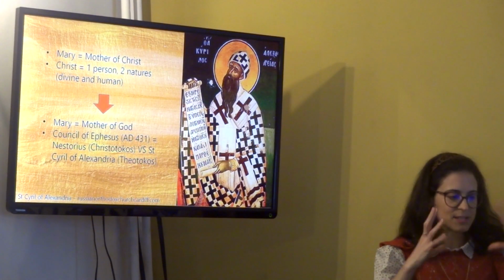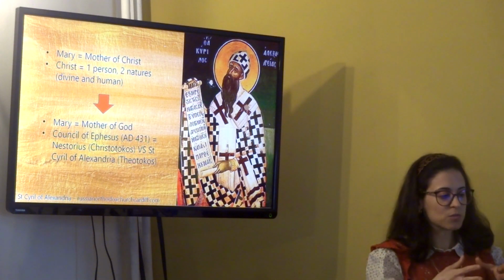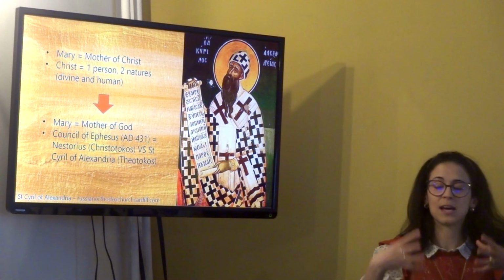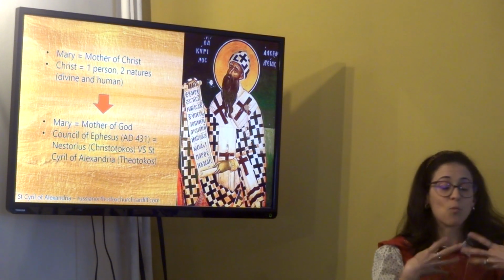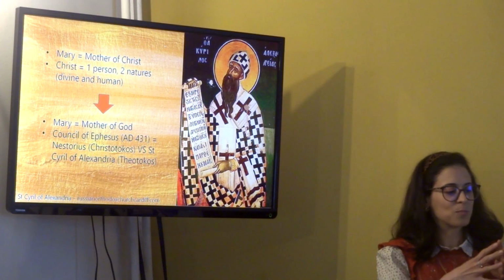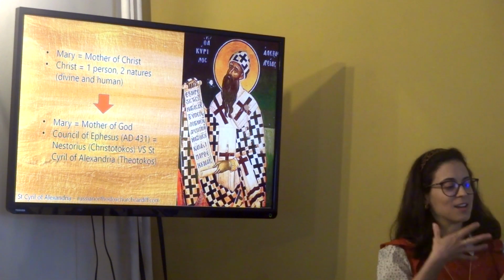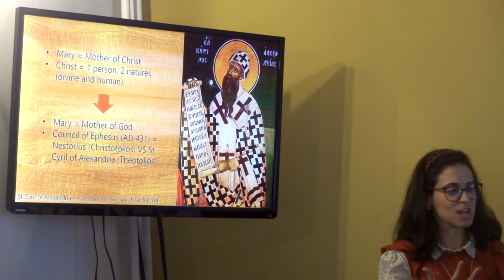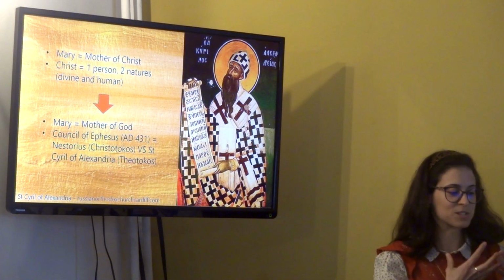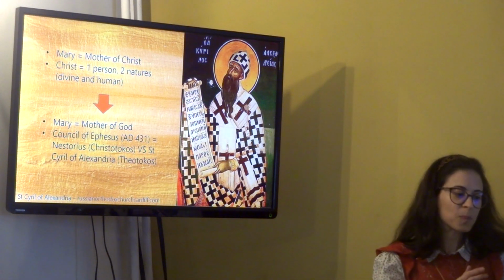So the Council of Nicaea had established that Jesus is one person with two natures. That means that the Word of God, the second person of the Trinity, with his divine nature, is incarnated and takes human nature. But where is he incarnated? In the womb of the Blessed Virgin Mary. And that posed the question: if Mary is the mother of Christ, and Christ has a divine nature and a human nature, does that mean that she's the mother of God? And that was something that was debated in the Council of Ephesus in the year 431.